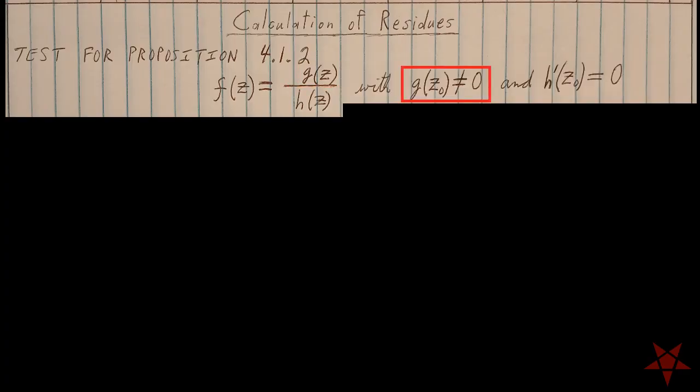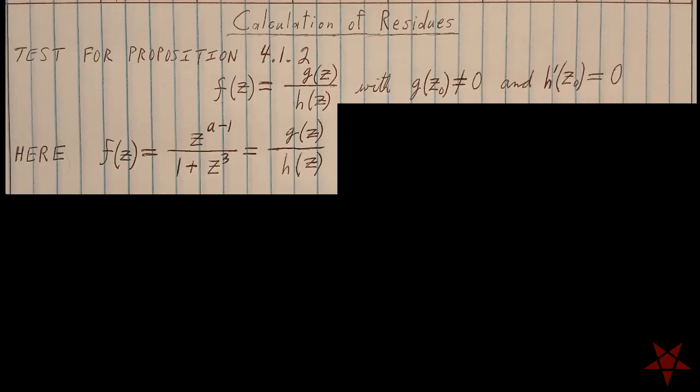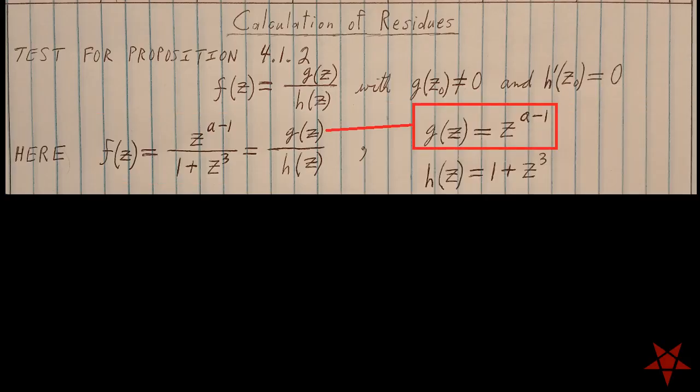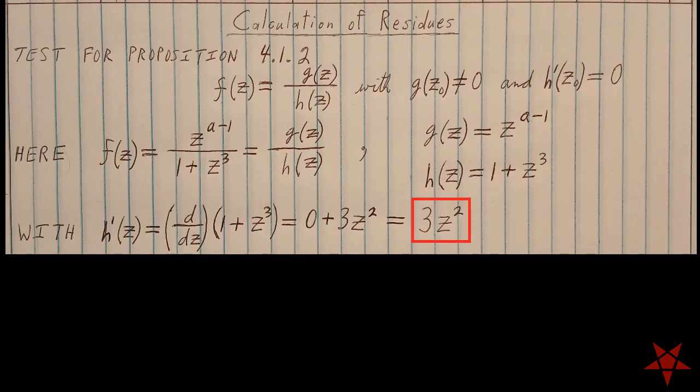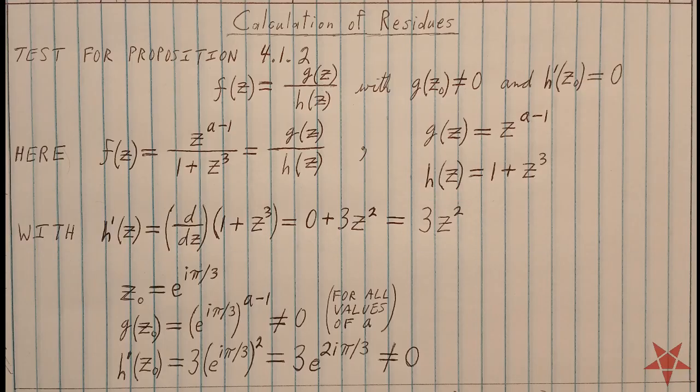This method requires that g of z naught be non-zero and that h prime of z naught be non-zero. Here f of z is z to the power of a minus 1, divided by 1 plus z cubed. The result is that g of z is equal to z^(a-1) and h of z is equal to 1 plus z cubed. Calculation of h prime requires use of a complex derivative. h prime of z is d/dz of 1 plus z cubed, and we get 0 plus 3z squared.